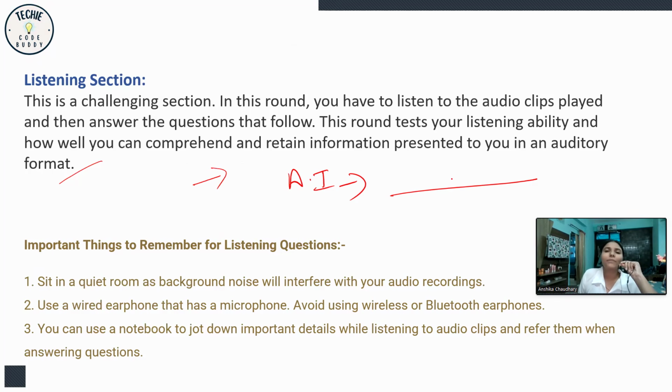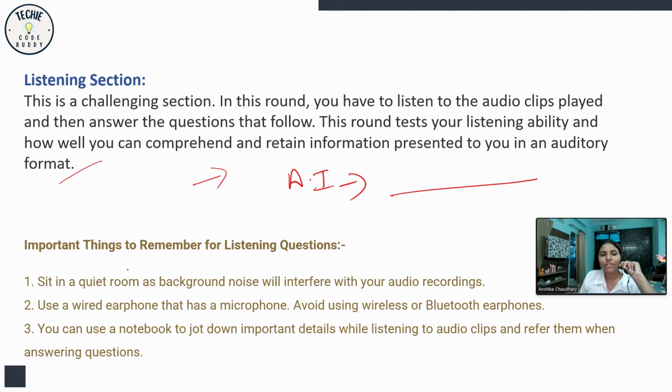Then maybe they will ask you some questions from that short story. Maybe they will ask you some fill-ups from that story, right? So what you need to do is, if the AI is speaking, just listen carefully. You have to capture the information in your mind, and it should be retained there.